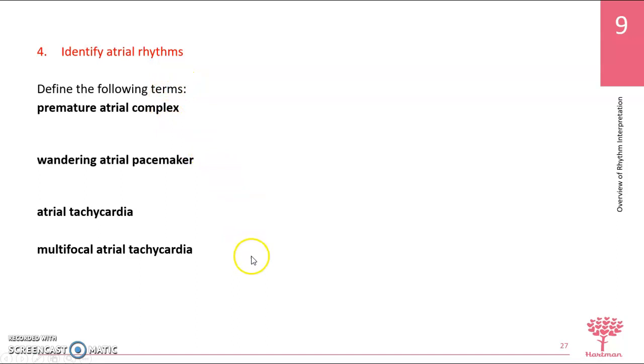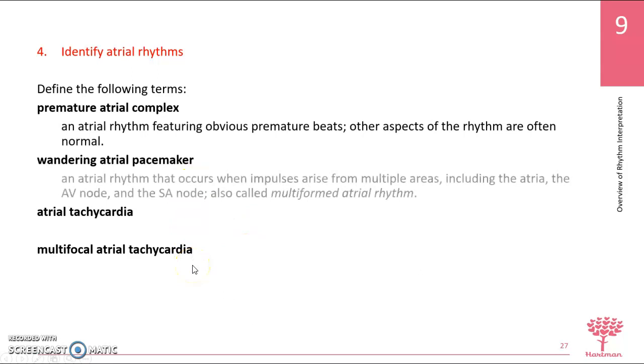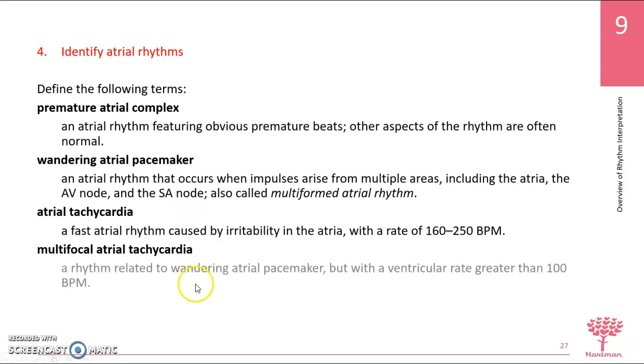Identify atrial rhythms. So we're going to look at atrial rhythms here, and this will be the last part that we're going to talk about for this section. Premature atrial complex, wandering atrial pacemaker, atrial tachycardia, and multifocal atrial tachycardia. So premature atrial complex means that the beat is happening too early. We'll look at what this looks like on the chart here in a second.